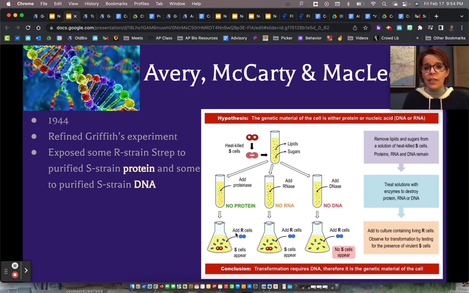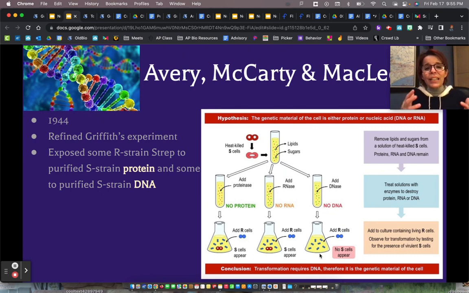And then they introduce the R cells, and the R cells are transformed. Remember, they don't know why the R cells are transformed. They're not sure what's going on, just that the R cells are transformed. So the R cells are transformed, and there's no protein present. So that means that protein is not the heritable trait, or the thing that's carrying inheritance. They add RNase, so there's no RNA available, and the R cells still transform into S cells. And then they add an enzyme that destroys the DNA, and now the R cells don't get transformed.